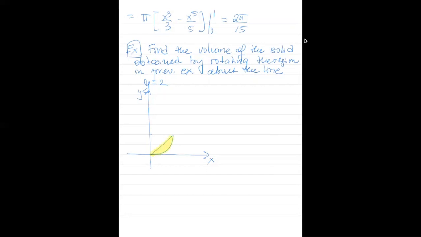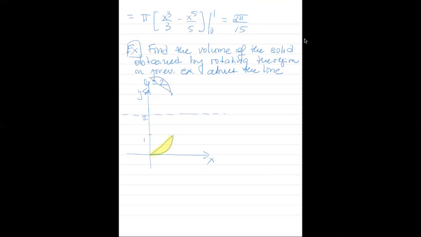And our line is y equals 2. So if this is 1, then this is 2. This is the line of rotation. So we need to draw the symmetrical region, and I need more room here. All right, so we have to go over. So this is our region right here.